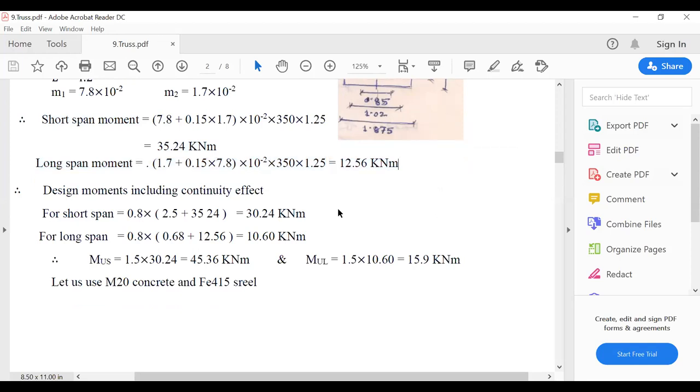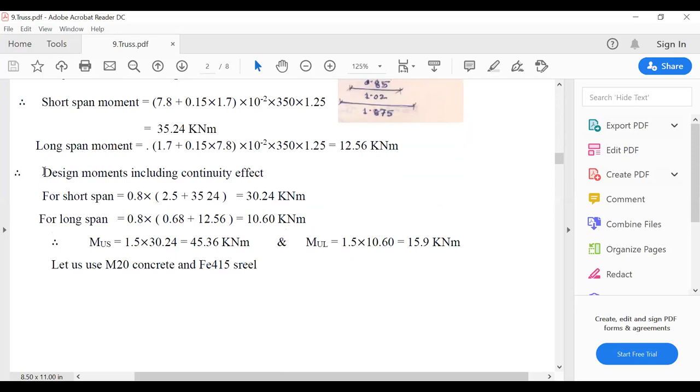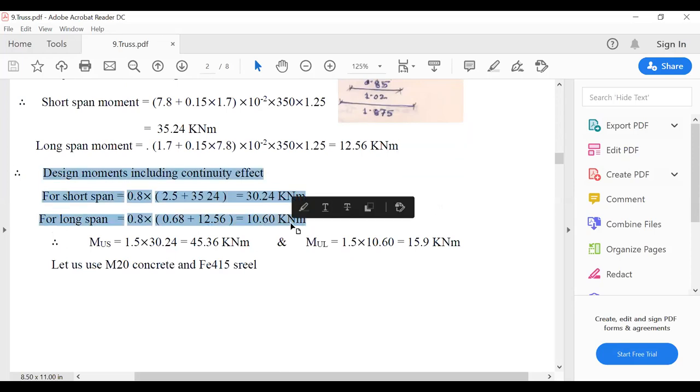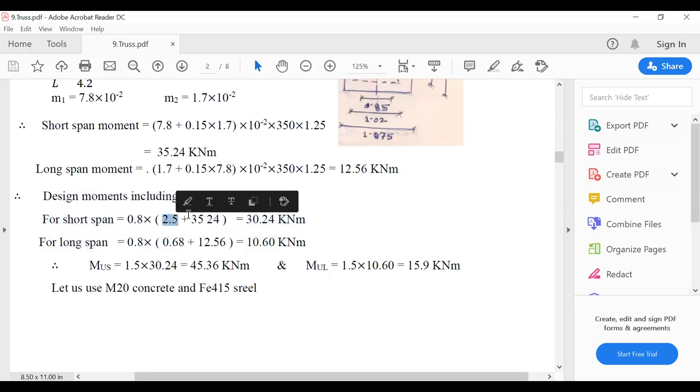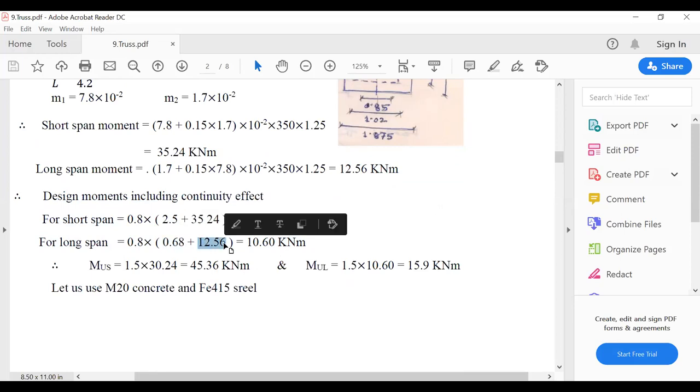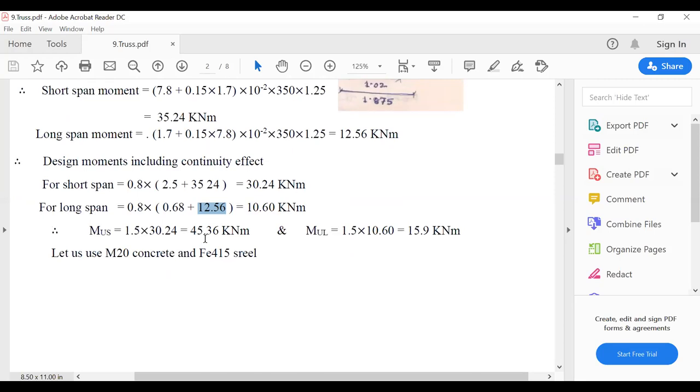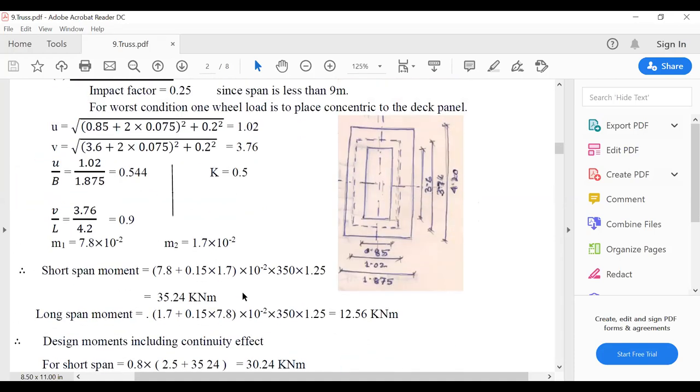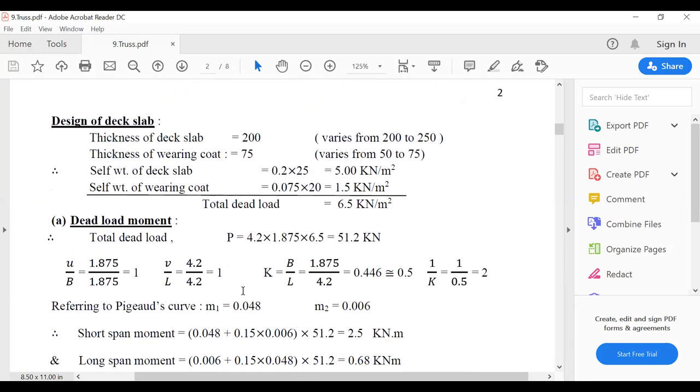Now, for design moments, you have to give a coefficient of 0.8. You see, this is dead load plus live load for the short span, and dead load plus live load for the long span. When you get the values, we generally do not directly do the analysis with the values that we calculate. We increase them by a factor of 1.5, so we multiply by 1.5 for dead load and live load. Then after you get the moment, our analysis of the deck slab is done.